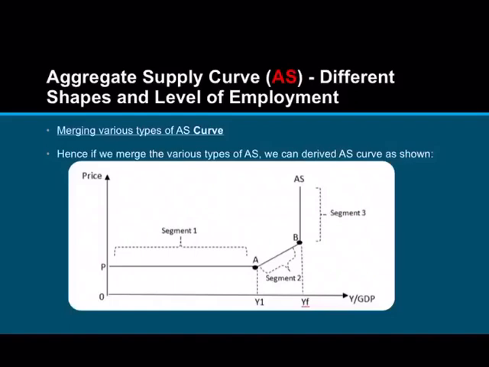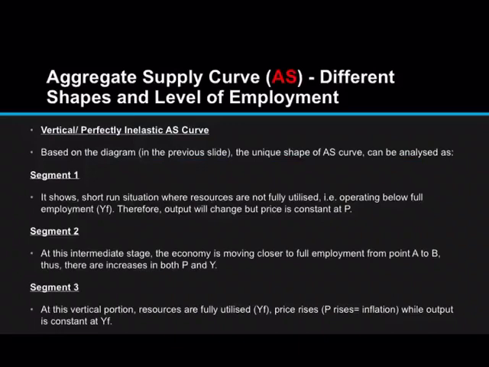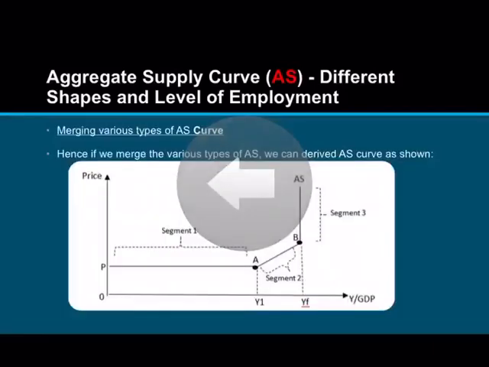If somebody asks you to draw an AS curve, this is how you have to draw it. The idea here is combining all three lines of AS that we have discussed earlier. This is how the diagram will look like. The unique shape of AS can be analyzed as segment 1, segment 2 and segment 3. Segment 1 shows the short run situation, a horizontal line, which shows a short term phenomenon of AS.